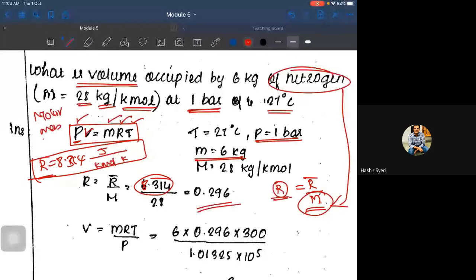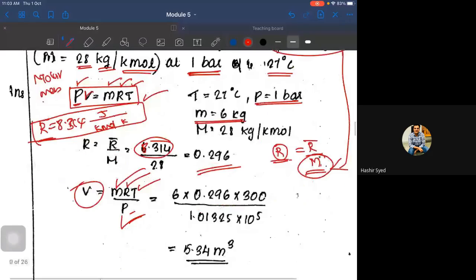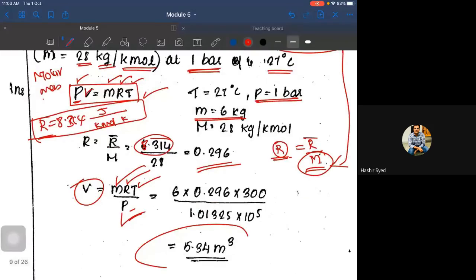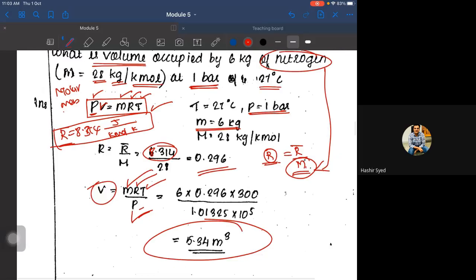Then you will get the value of R for the nitrogen. Once you get the value of R, you can calculate the volume using this expression, which is given. Just substitute the value of M, R, T, and P. You will get the volume as 5.34 meter cube. No need to copy it. I will share this PDF with you.